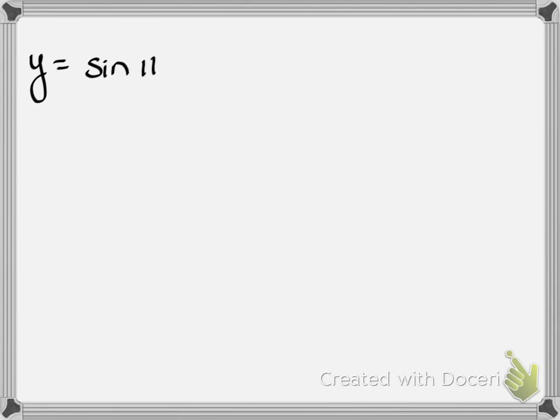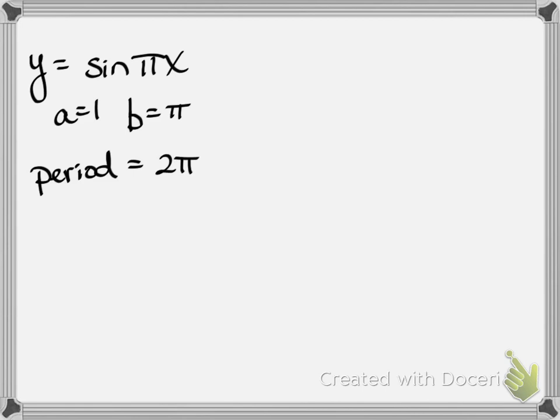So let's say we have the sine of pi x. Amplitude's 1. There is no vertical shift, but this time we have a b of pi. That means the period is going to change. So the formula for the period is 2 pi over b. So we'll do 2 pi over pi, which is 2, because the pi's cancel.